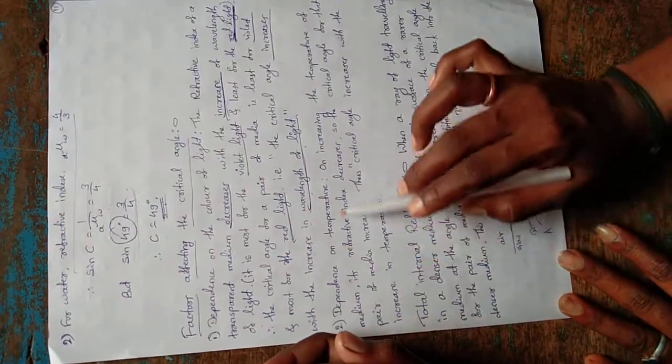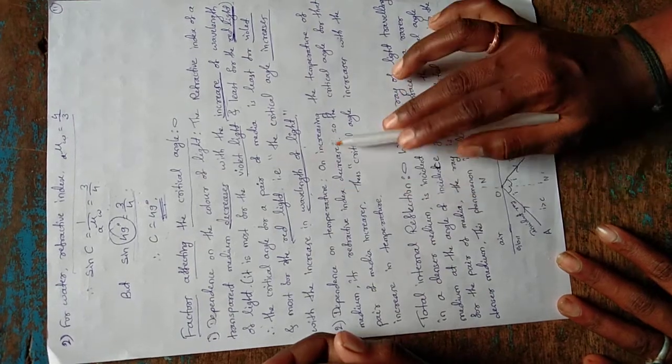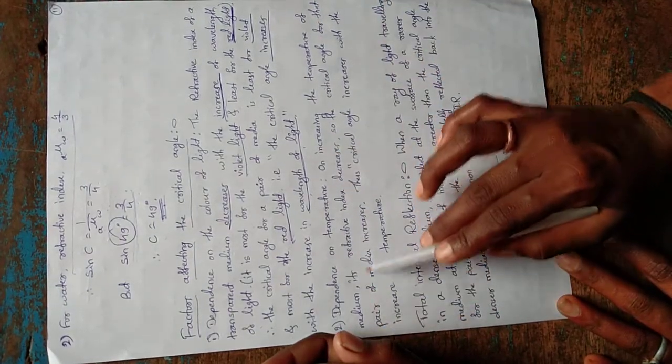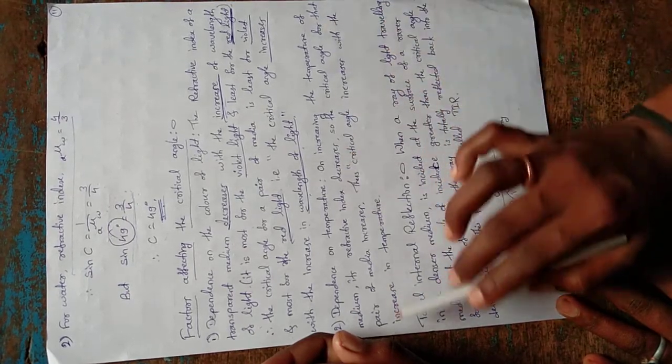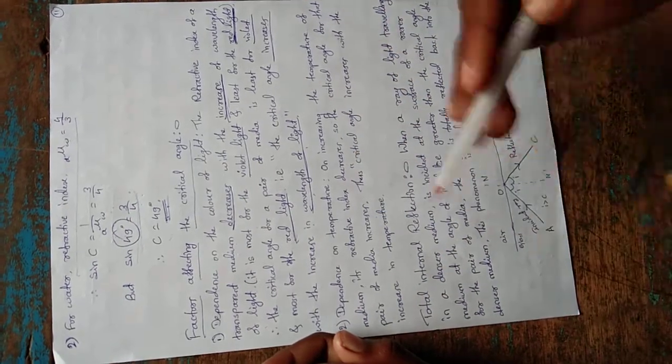Next, dependence on temperature. On increasing the temperature of a medium, its refractive index decreases. So the critical angle for that pair of media increases.